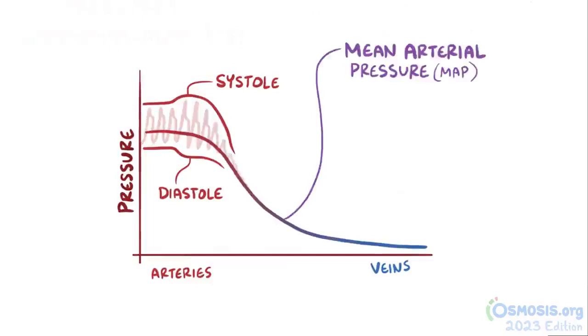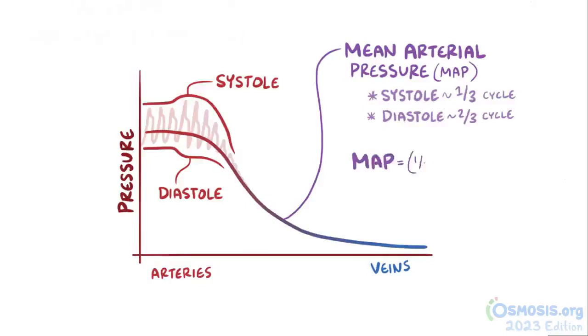Now, since systole takes up about a third of a single cardiac cycle, and diastole takes up the remaining 2/3 of the cycle, we can calculate the mean arterial pressure at any time by the equation: mean arterial pressure equals 1/3 times the systolic blood pressure plus 2/3 times the diastolic blood pressure.